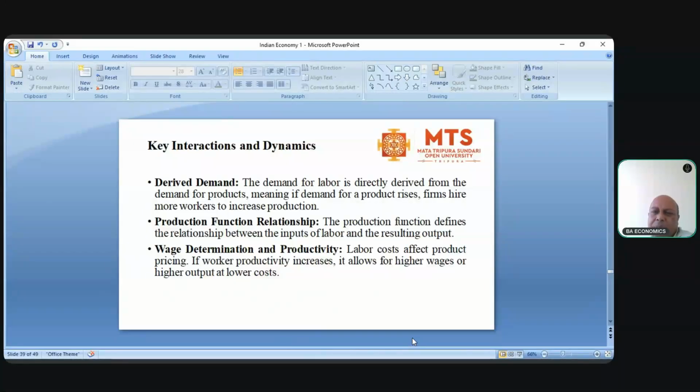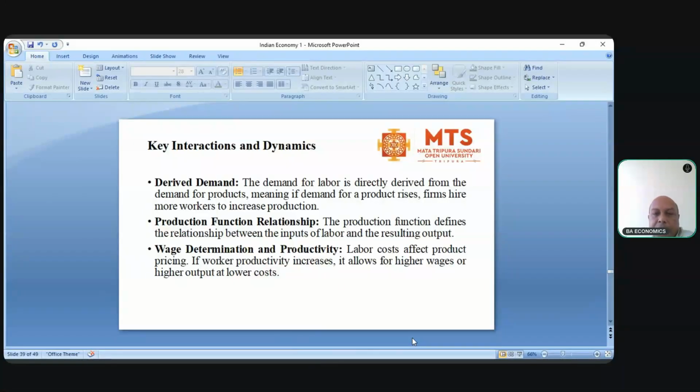And demand for a product also increases for many reasons, maybe because of the increasing income level of the people. Now people want to purchase more products, and when people want to purchase more products, then demand for labor also increases. Production function relations. So what is a production function? A production function shows the relation between output and inputs. So output basically means the final product, and inputs basically means wage, rent, interest, profit, all. So when output increases, then demand for labor also increases as per the production function relationship.